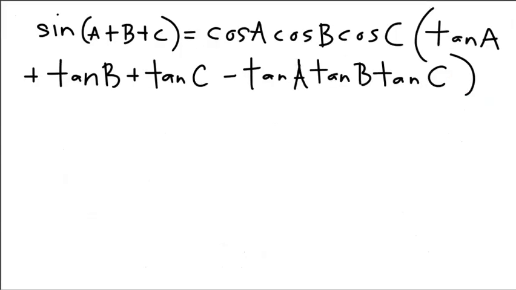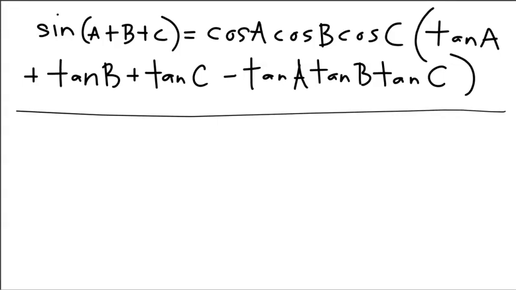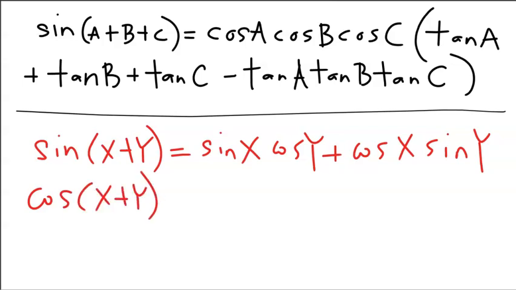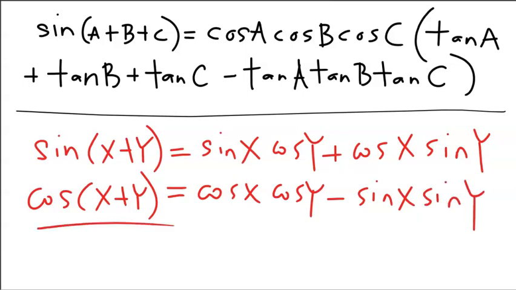End of proof. Now let's prove the second identity. To prove the second identity, we need two results. The first result is the fact that sine(x plus y) equals sine x cosine y plus cosine x sine y. That's the first result we need. The second result we need is cosine(x plus y) equals cosine x cosine y minus sine x sine y. So we need to use these two identities in here.